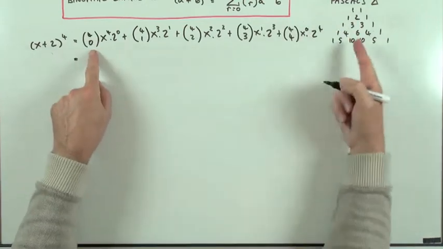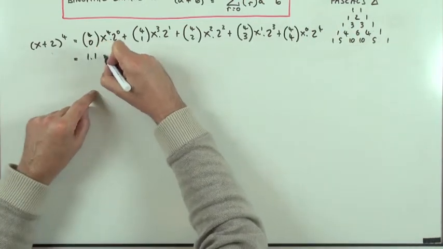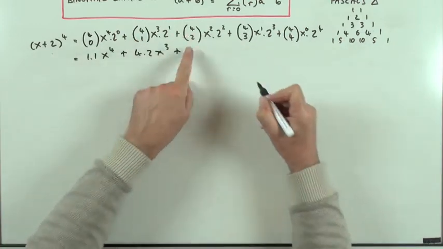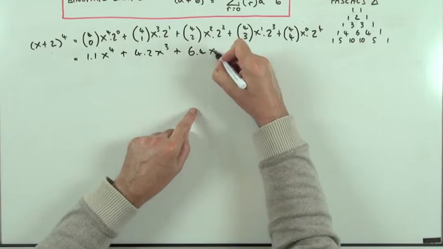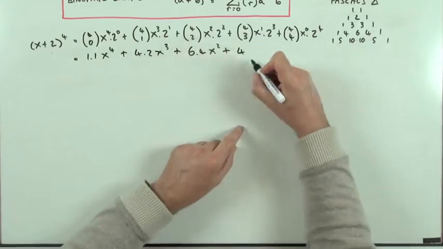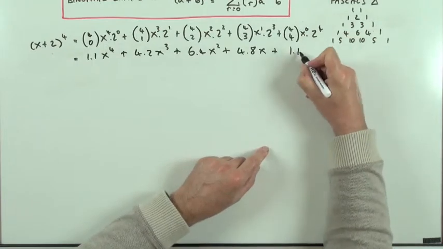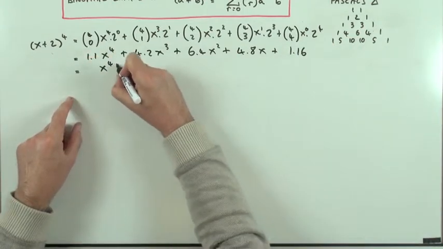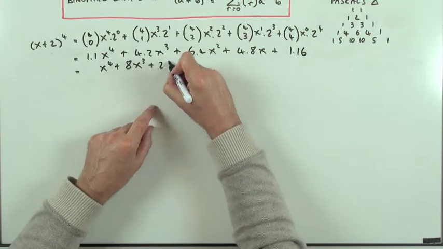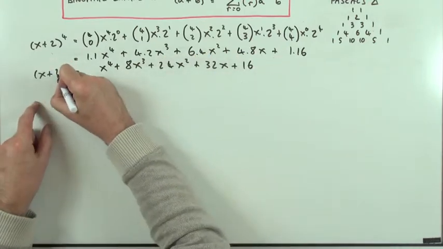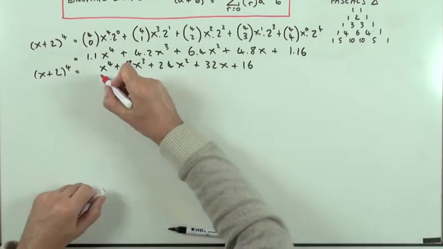Right, so that's going to be 1 and that's 1, x to the 4. That's a 4, and that's a 2, x cubed. That's a 6, that's a 4, x squared. That's a 4, that's an 8, x. And that's a 1, and that's a 1, so that's a 16. So it's going to be x to the 4, 8x cubed, 24x squared, 32x plus 16. Right. So there it is then.